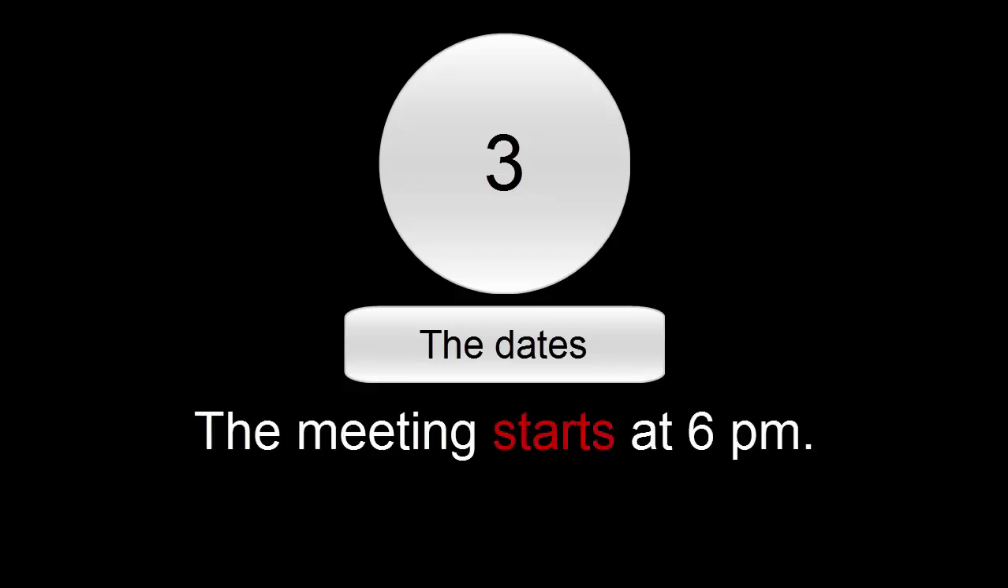Finally, we can talk about dates using the simple present. For example, you can say, the meeting starts at 6 p.m. So as you can see, starts is in the simple present, conjugated in the simple present.